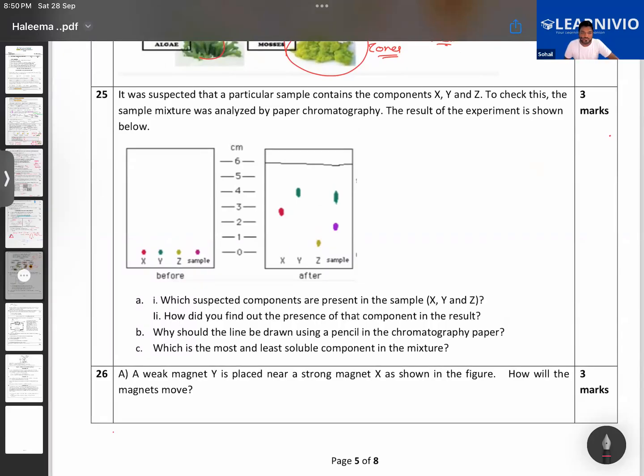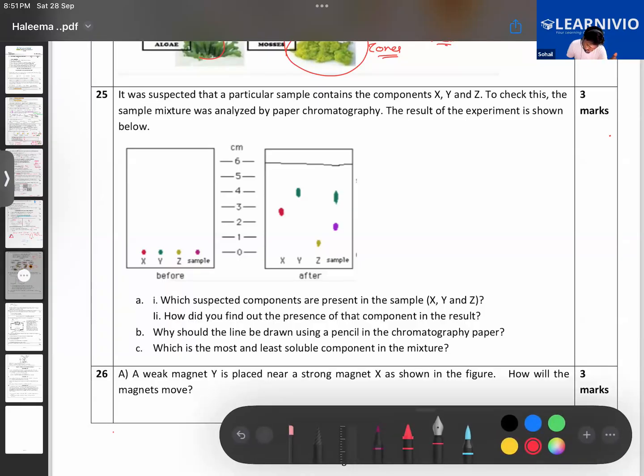It was suspected that a particle sample contains the components X, Y, and Z. To check this, the sample mixture was analyzed by paper chromatography. The result of the experiment is shown below. Which suspected components are present in the sample X, Y, and Z? And how did you find out the presence of that component in the result?